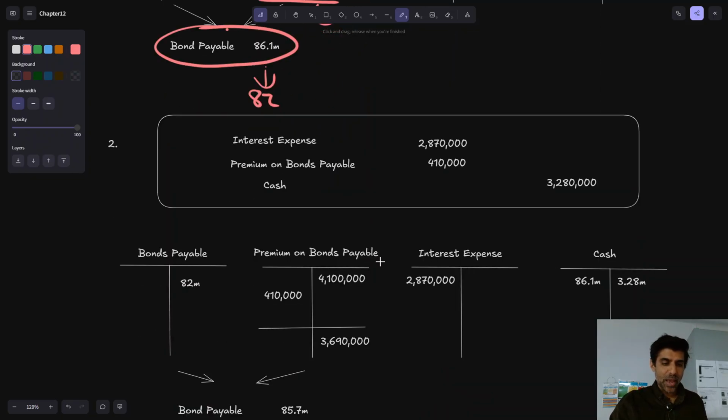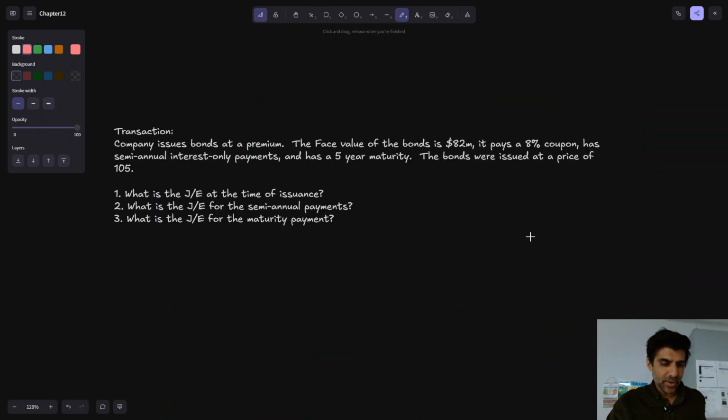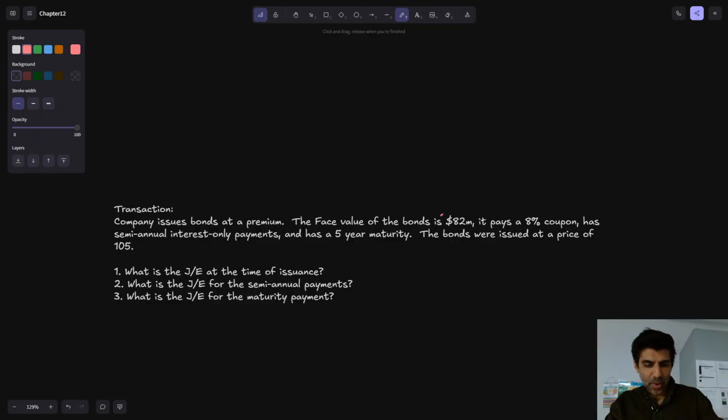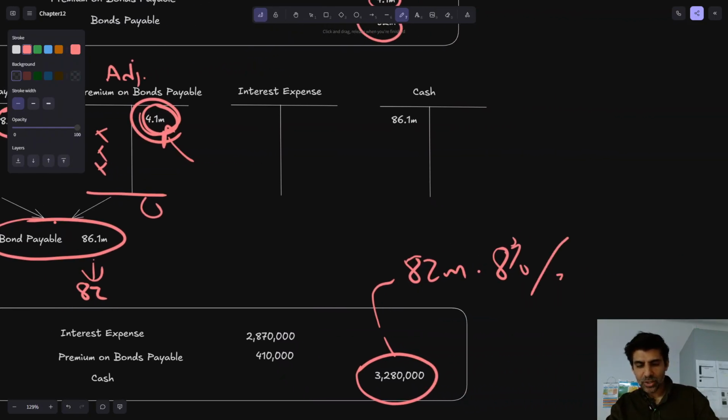Okay, so then when we made our interest payment, you can see here that where is this coming from? Well, it's 82 million times, what was the coupon rate? 8%, right? Because look, face value of the bond is 82 million. It pays the 8% coupon. It has semi-annual interest payments. Okay, so we're going to multiply 82 million, the face value, times 8%, and then we can divide this by 2 to get the semi-annual interest, the amount of cash we pay for the coupon.